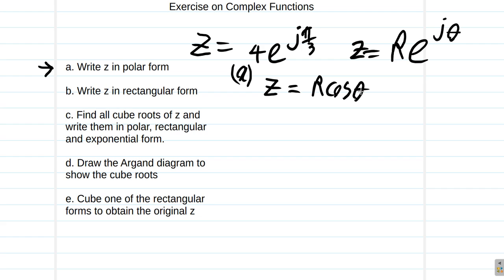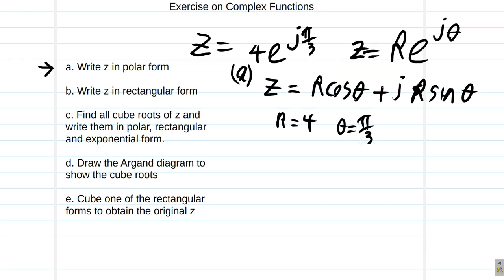Okay, good. It's r cos theta plus j r sine theta, right? So that's what we have. So in this case, r is 4. You can see that r is equal to 4. And theta is equal to pi over 3. And it's radians, right? Definitely, once you see the pi.